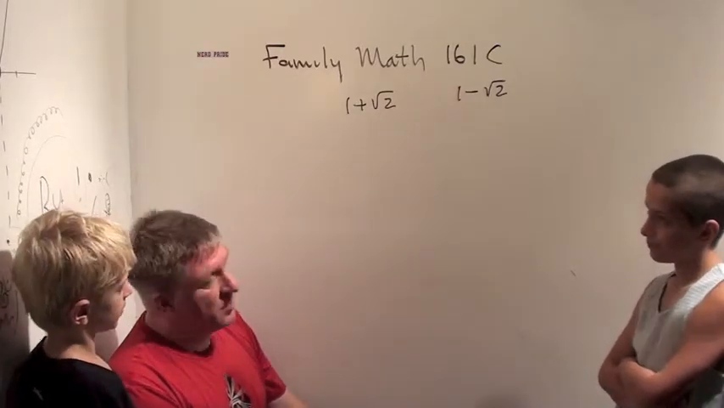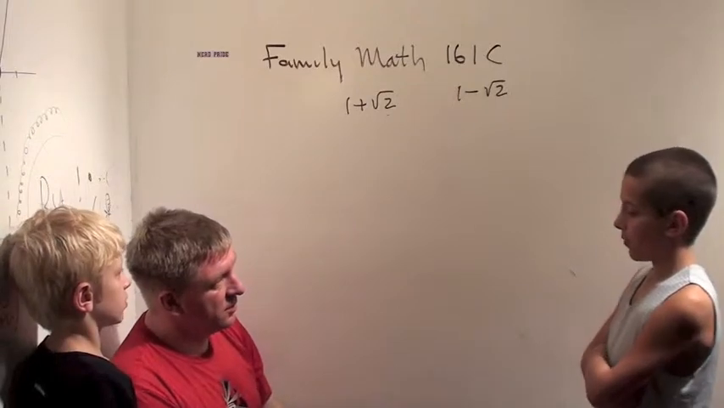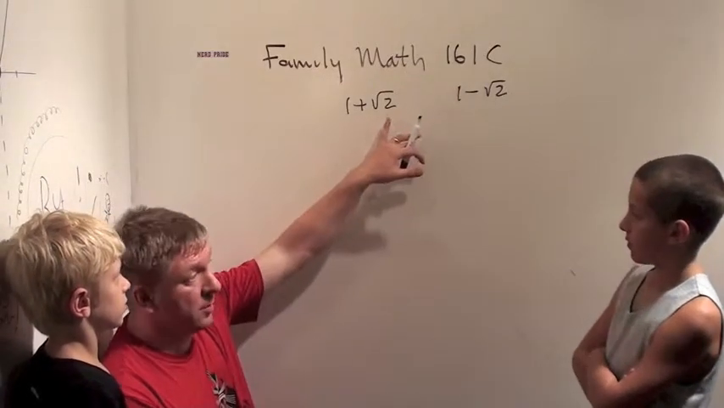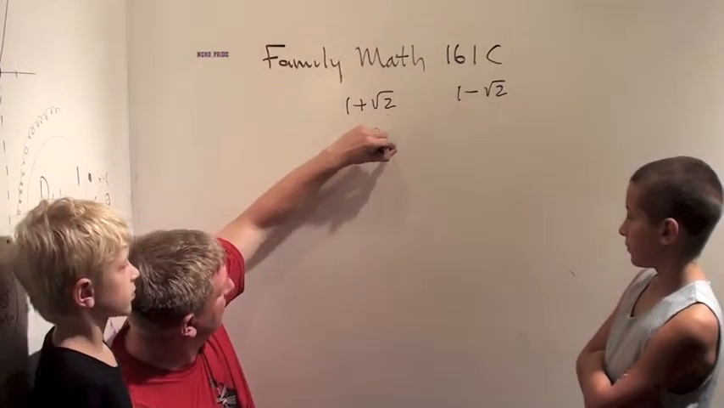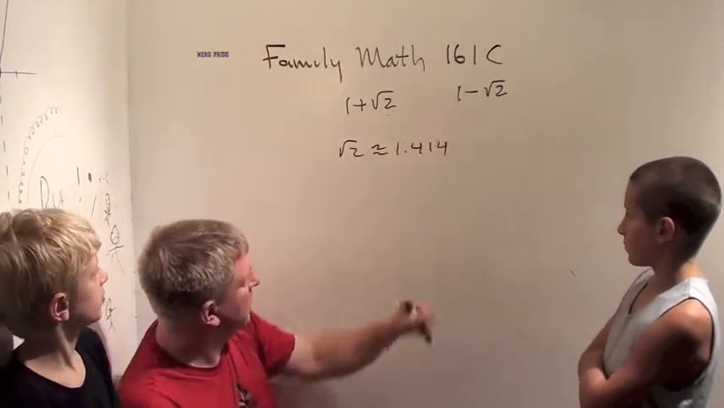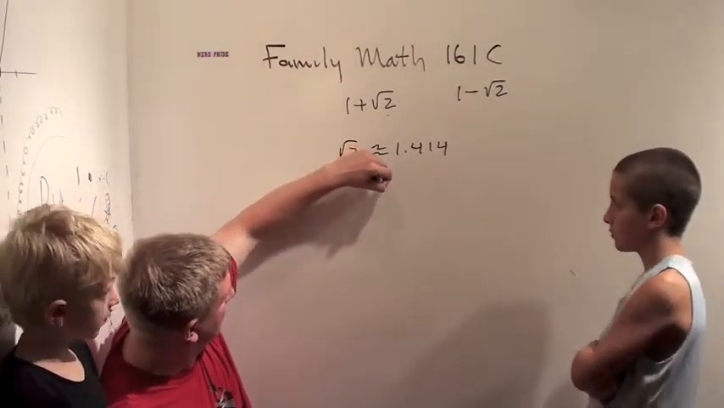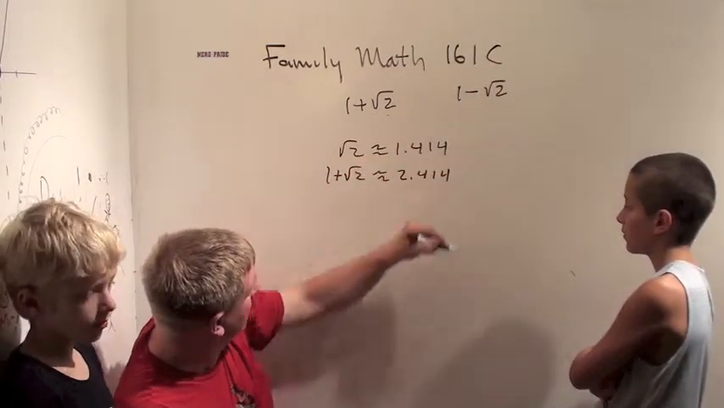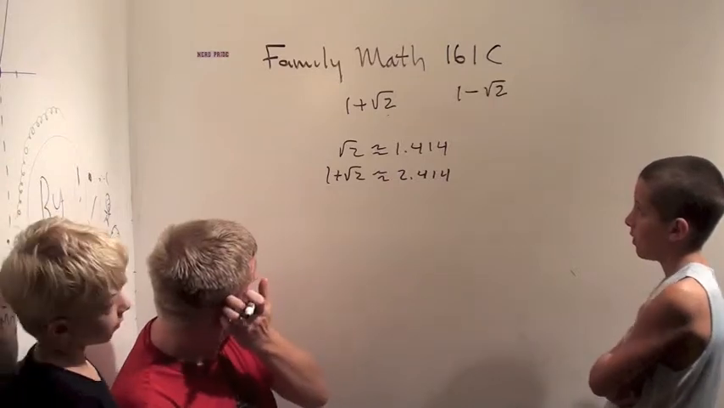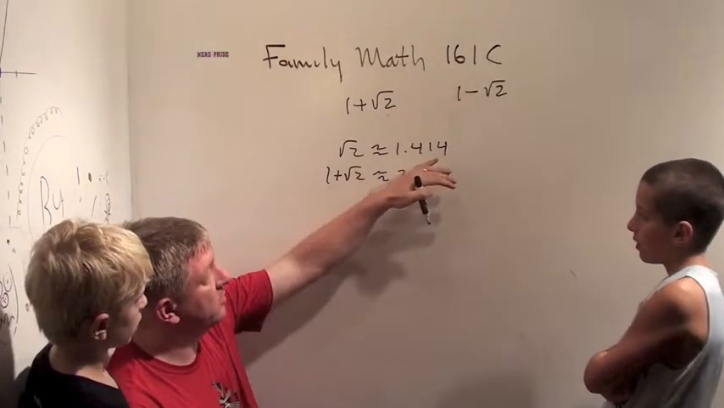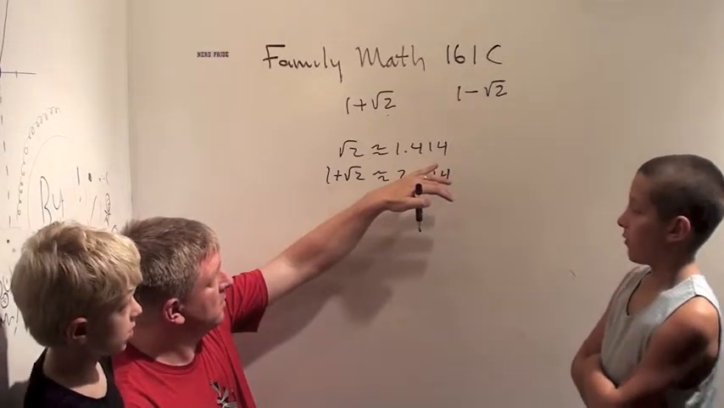Do either of you remember what this number was approximately? 1 plus the square root of 2? Like 1.414. Well, that's the square root of 2. So 2.41. Okay, so the square root of 2 is approximately 1.414. So 1 plus the square root of 2 is approximately 2.414. And 1 minus the square root of 2 is 0.414. Well, that's the square root of 2 minus 1. It's negative. It's minus 0.414.